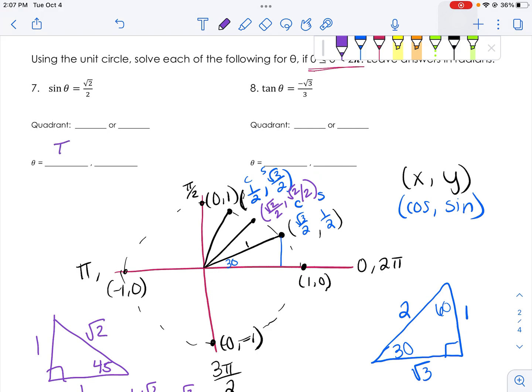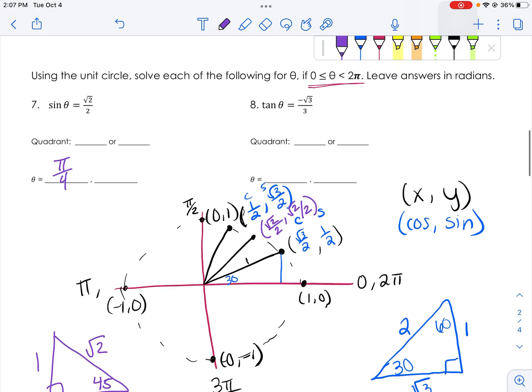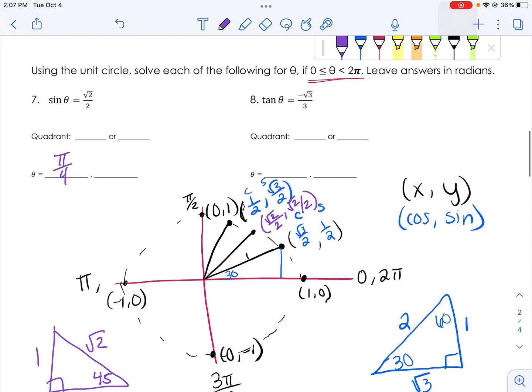45 degrees is pi over 4. So I do need to know them in radians. Basically, 180 divided by 6 is 30 degrees, 180 divided by 3 is 60 degrees, and 180 divided by 4 is 45 degrees. If you know those three, you can figure out any of the radians, because pi over 6 is 30, pi over 3 is 60, pi over 4 is 45.